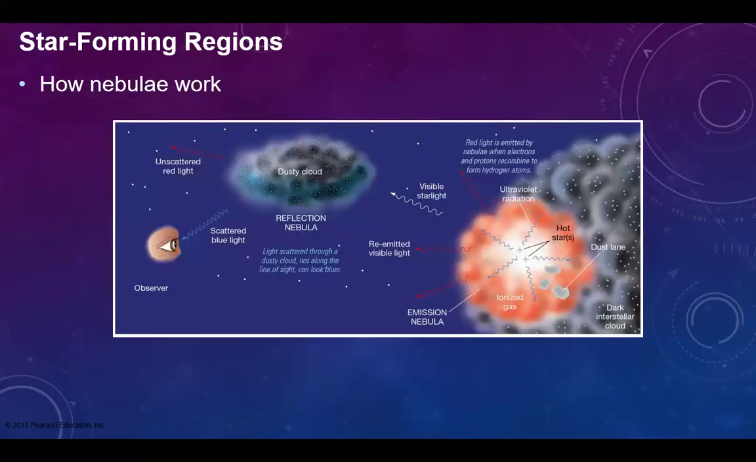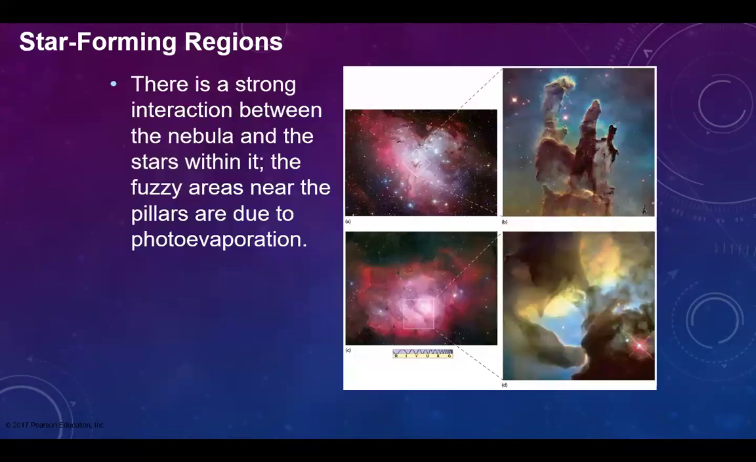So how does a nebula work? A dusty cloud can reflect or scatter blue light, and you'll see a reflection nebula. A dark, intervening cloud can block light, and you'll see a dark area. And hot stars can excite a cloud of gas and ionize it, and it is re-emitted as visible light, and that's an emission nebula. There's a strong interaction between the nebula and the stars within it.